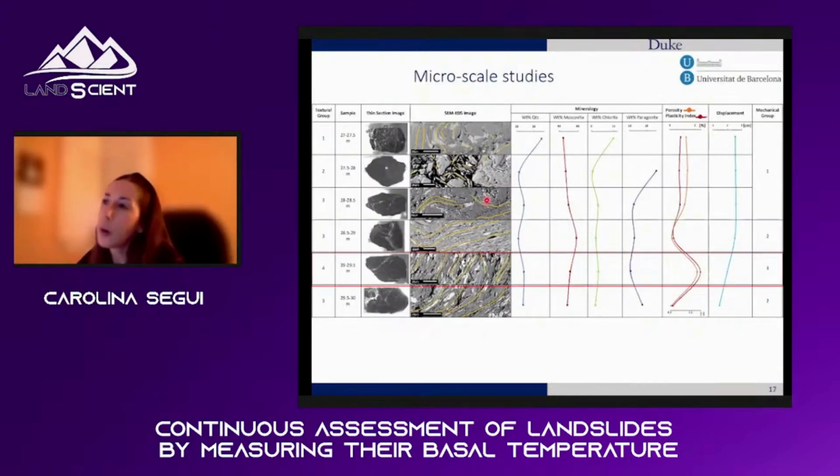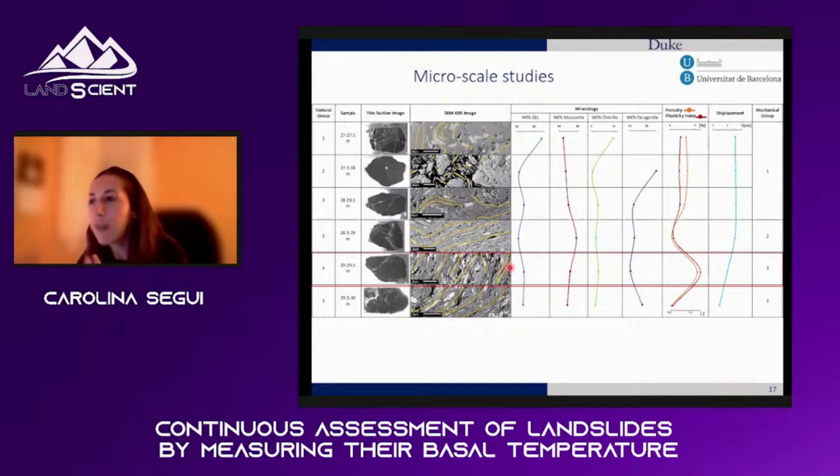So we performed SEM EDS tests to see the fabric of the mineralogy of each sample. Then we also performed X-ray diffraction to see the mineralogy, micro-CT tests to see the porosity, and also plasticity index tests. So what we found, I highlighted here the center of the shear band in red.